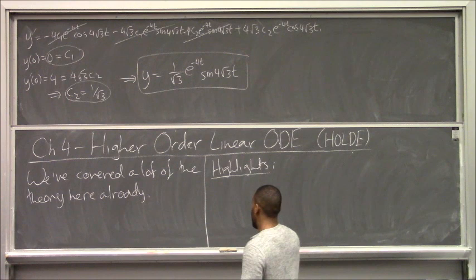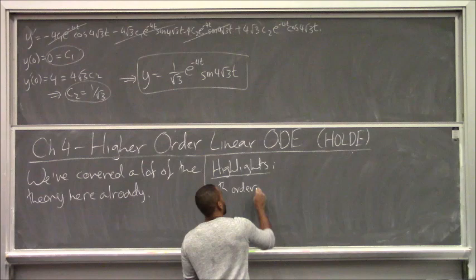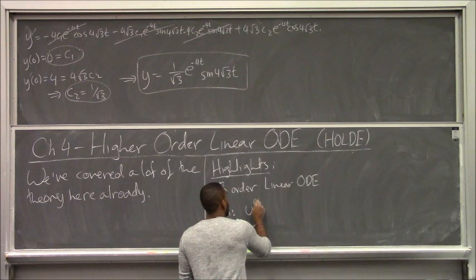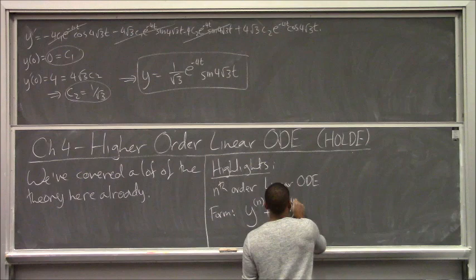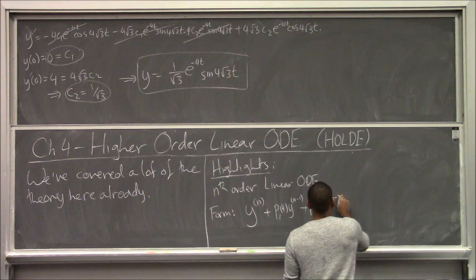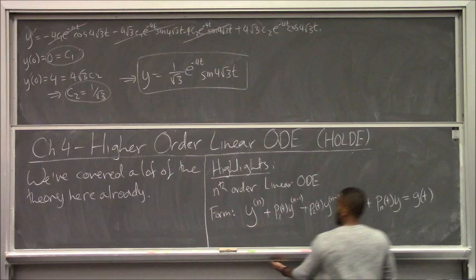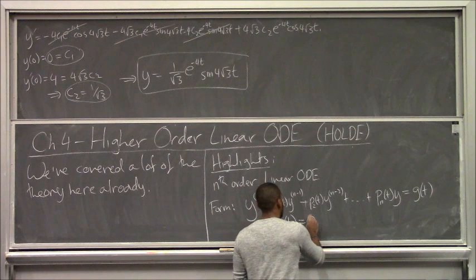Highlights. So, an nth order linear ODE has the form y to the nth derivative plus p1 of t, y to the n minus 1, plus p2 of t, y to the n minus 2, plus ... pn of t times y equals g of t. Of course, if g equals 0 identically, we call it homogeneous.